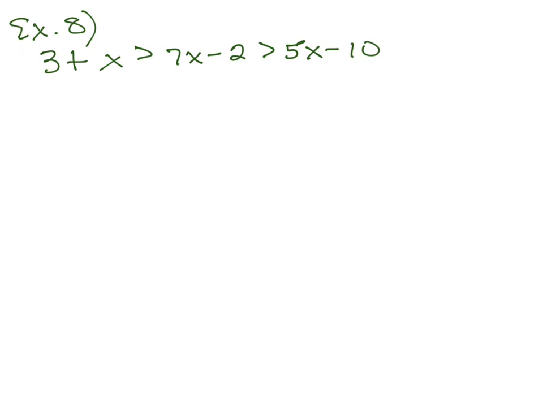Split it. So we've got equations that make sense over here. We've got 3 plus x is greater than 7x minus 2. And what else do we know? 7x minus 2 is greater than 5x minus 10. So solve for x. That was a really solid effort, though.